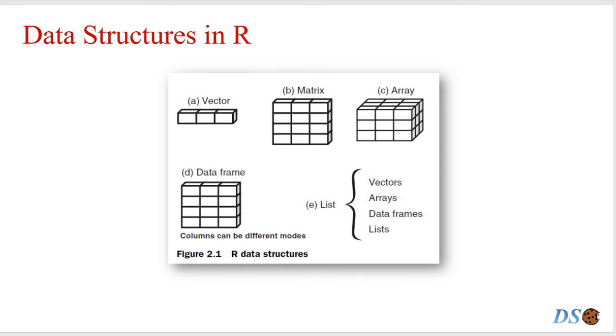A data frame is more general than a matrix, but the important thing is that its columns can be of different modes. So you can have, for example, one column as numeric, and another column can be a set of characters, and so on. A list can be a combination of all of these. So let's talk about vectors.